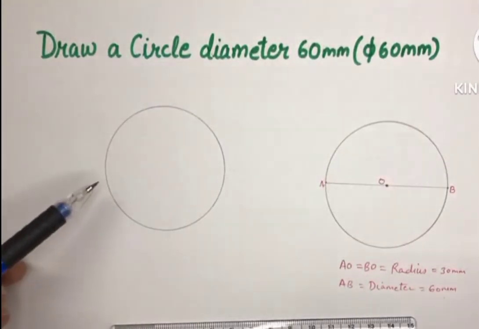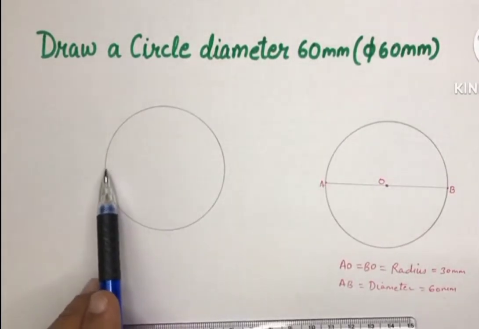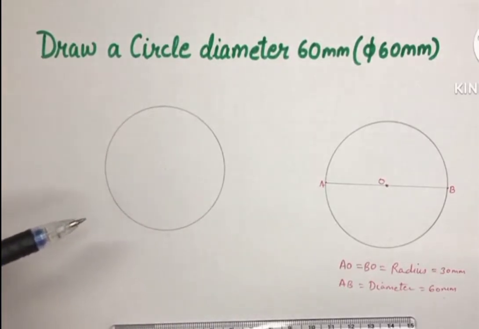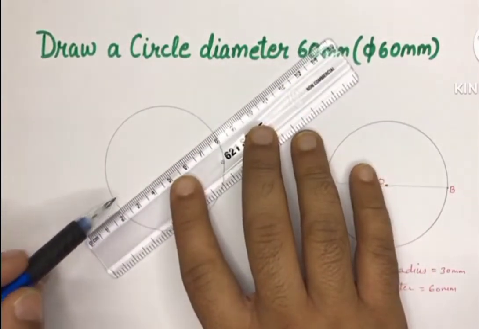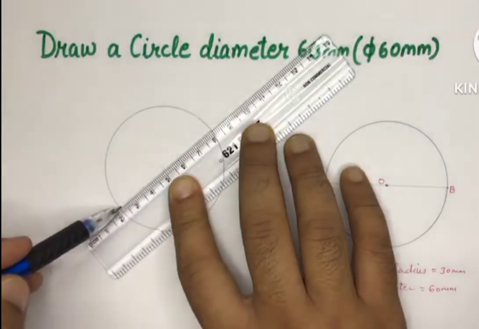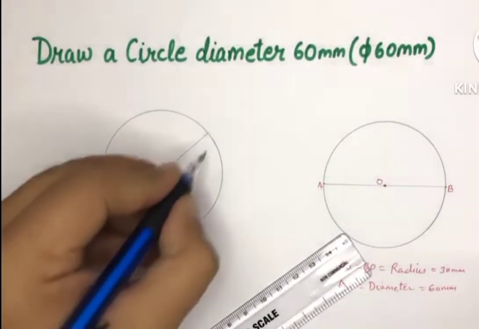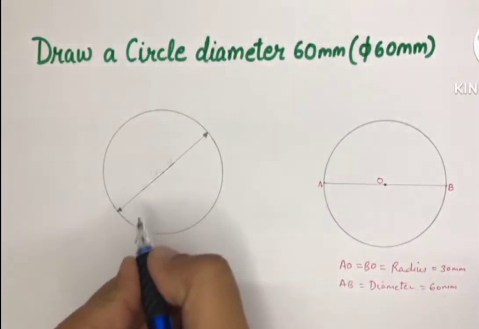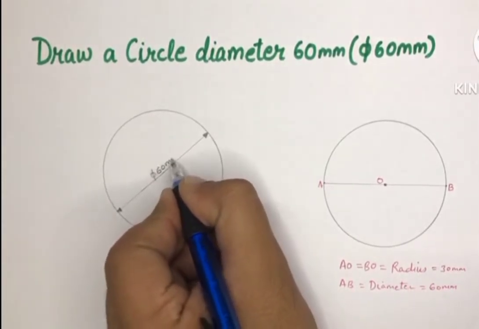Now we need to note the dimension 60 millimeter. For giving dimension, we should never draw a horizontal line or a vertical dimension line. The dimension line within the circle should be an inclined line. From the center, we draw the diagonal, and this will be the dimension line. And we note here diameter 60 millimeter.